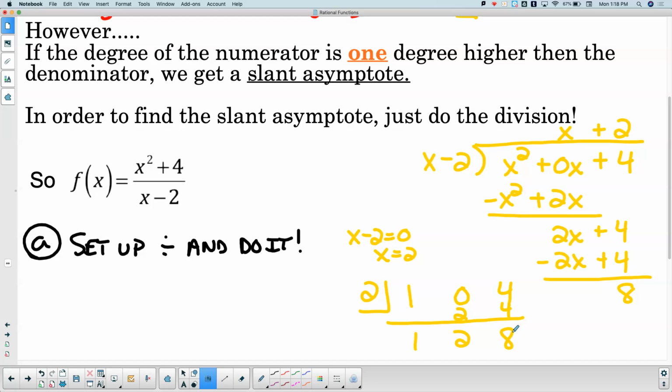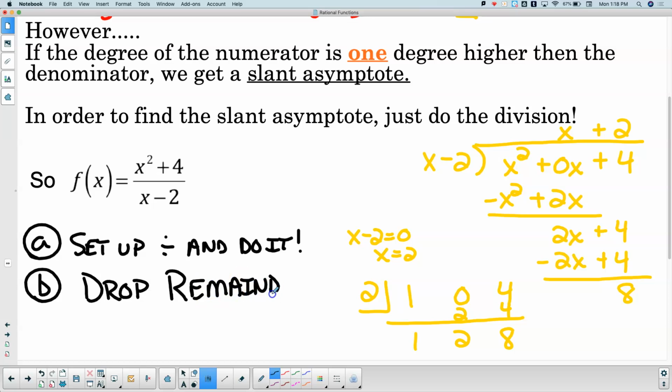Okay? So first step, set up, do it. Second part to this step is you are going to drop the remainder. So over here in long division, you drop whatever's left down there. In synthetic division, you drop that last number. You will get a remainder, because if you don't get a remainder, then you had a factor. And then you should have done step number 0 before you've done this, and then your whole problem changes. Okay.